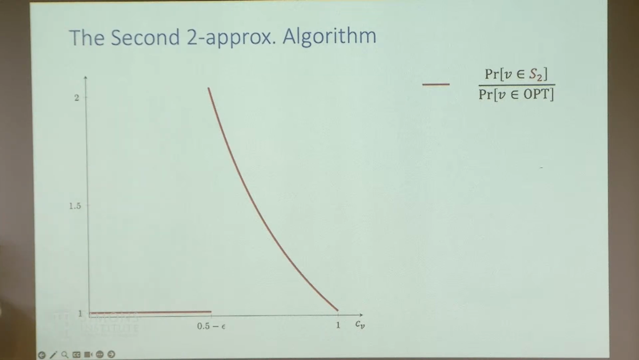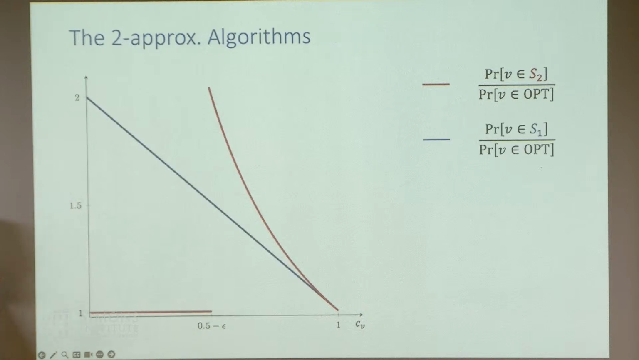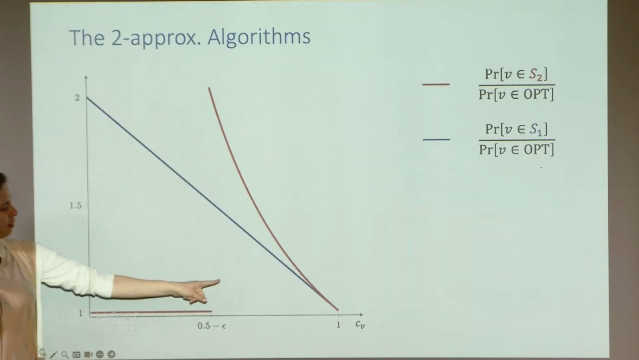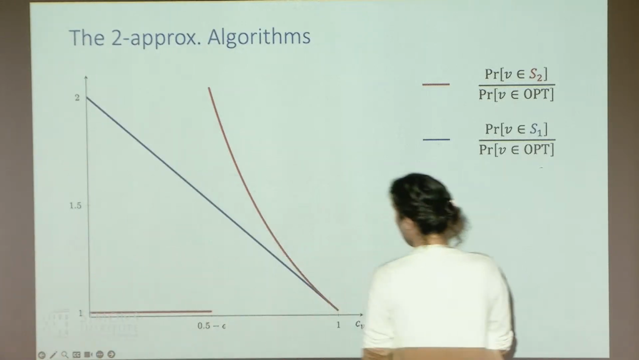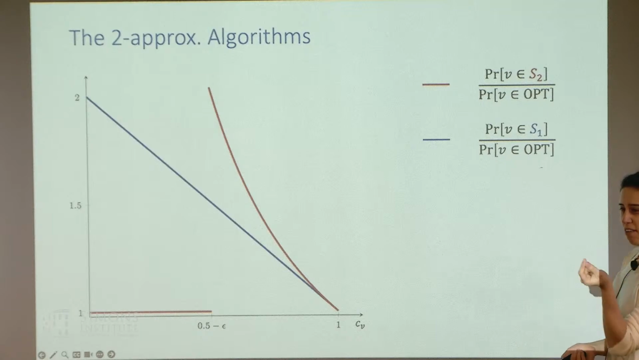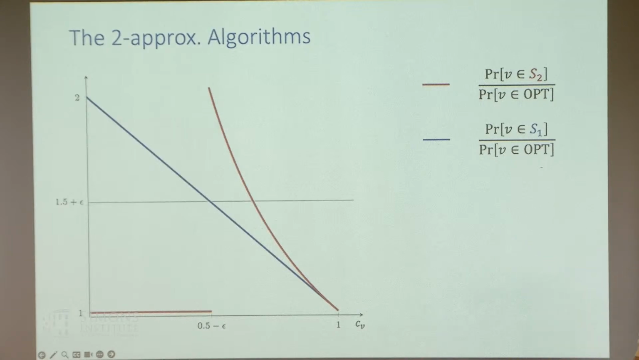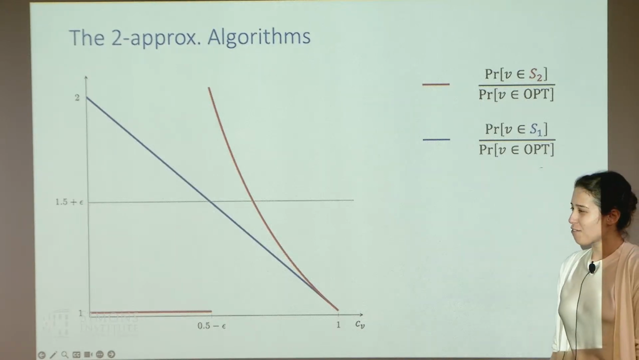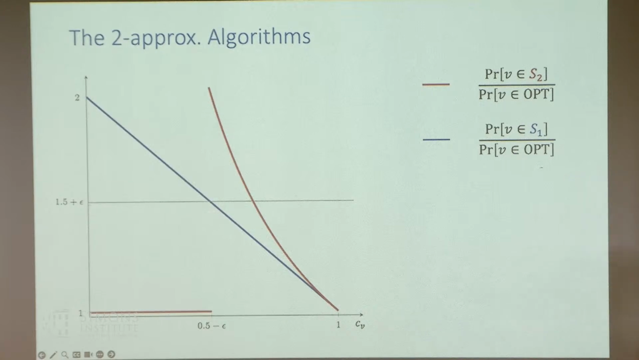Now let's compare it with the previous algorithm. The previous algorithm's plot will be this blue line. Now, as you see, for any vertex, at least one of these functions is at most 1.5 plus epsilon. You can verify that. So what this means is that if I could run different algorithms for different vertices, I could just get a 1.5 approximation. I clearly can't do that, but if I could, it'd be amazing.